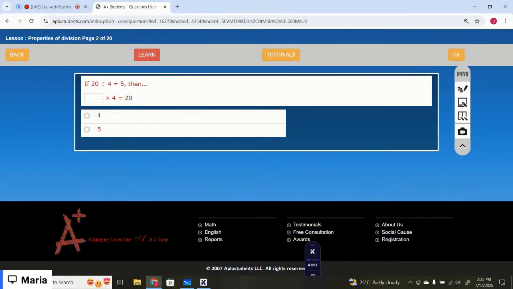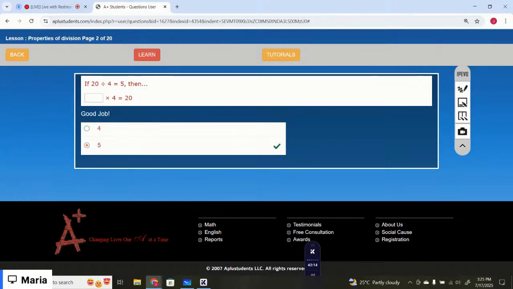If 20 divided by 4 is 5, then what number times 4 is 20? That would be 5 times 4 is 20, right? Option number 2 is the correct option.